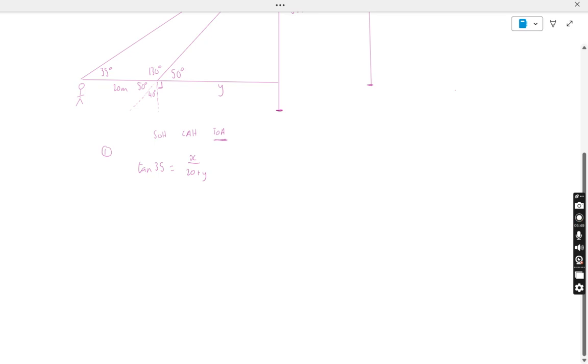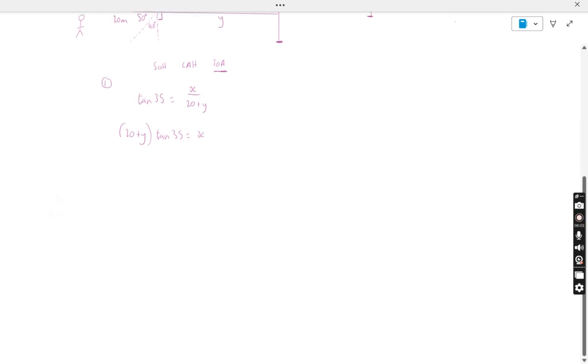Okay, let's rearrange this for x. So if I multiply the 20 plus y up to the other side, I'm going to have 20 plus y times tan 35 equals x. And I'll leave myself a bit of space.